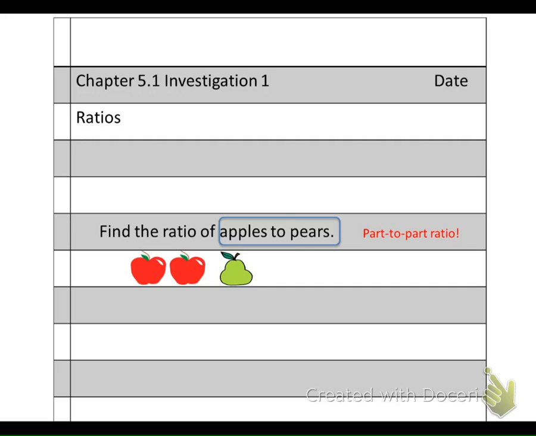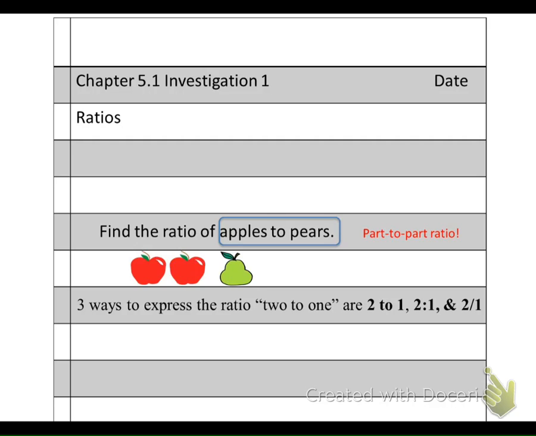There are 3 different ways to write a 2-to-1 ratio. I'm going to show you the 3 ways now. All 3 ways are read as 2-to-1. "2 to 1," "2:1," and 2 over 1 are all read as a 2-to-1 ratio.